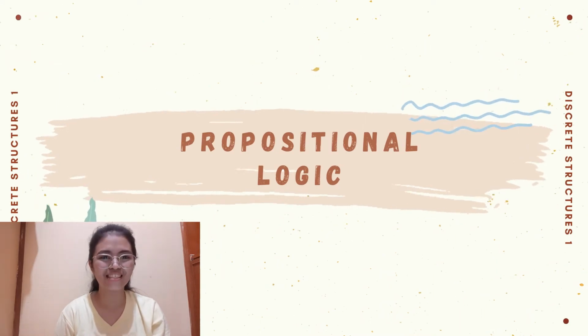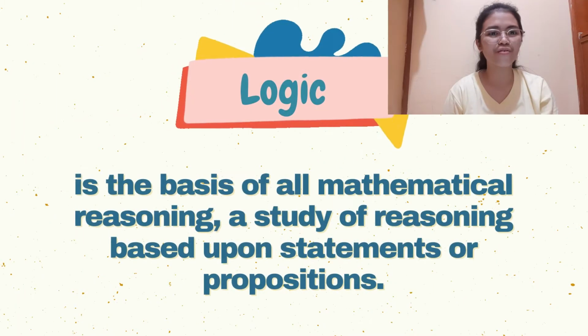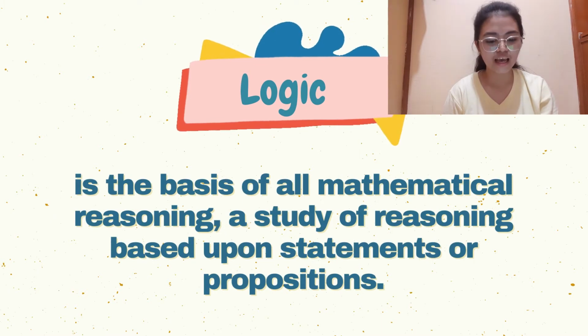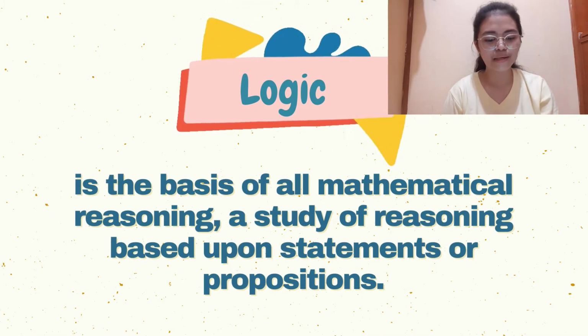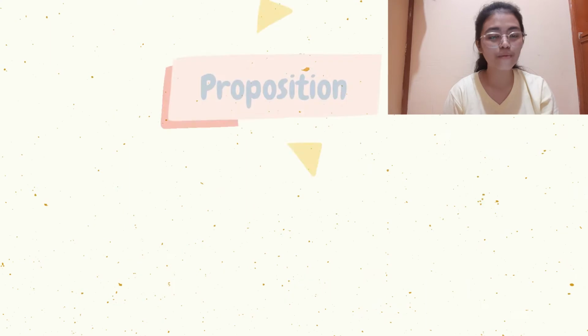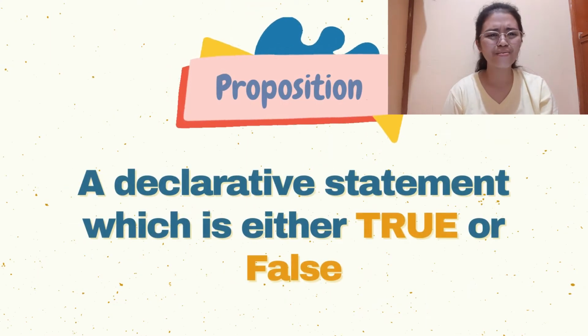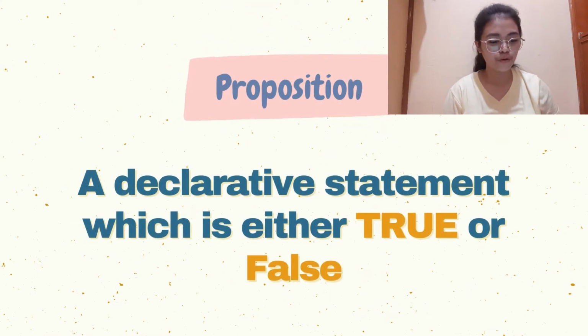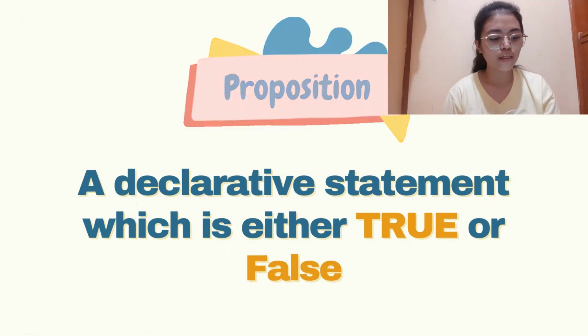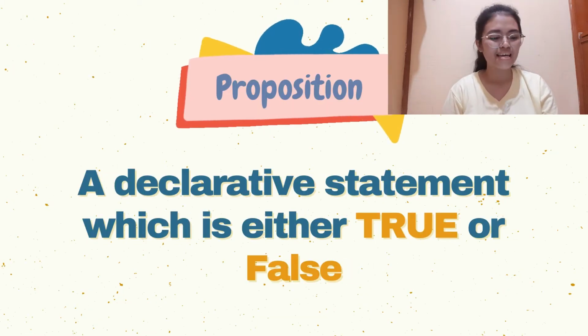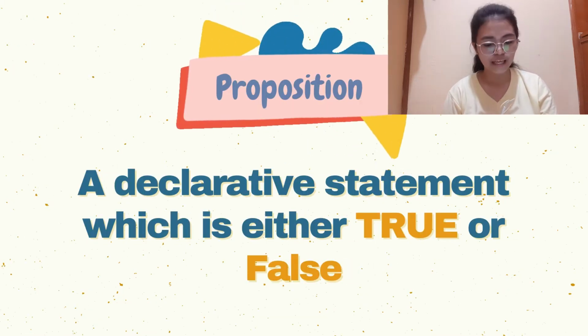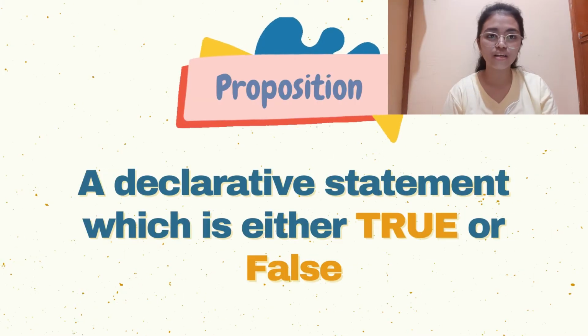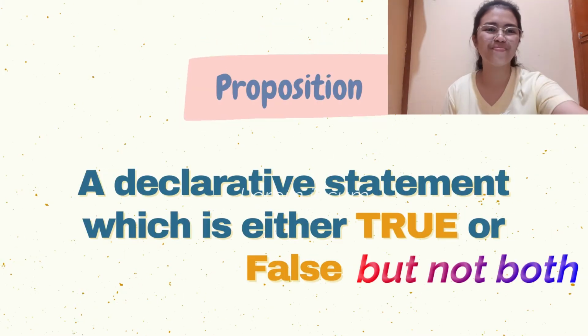First, what is logic? Logic is the basis of all mathematical reasoning, a study of reasoning based upon statements or propositions. Next one, what is a proposition? Propositions are the meanings of statements. It is a declarative statement which is either true or false.